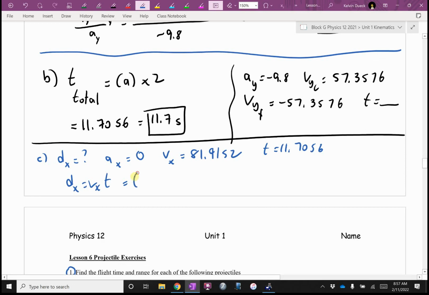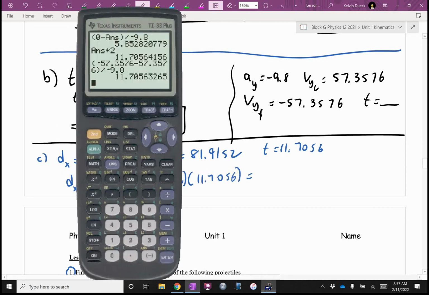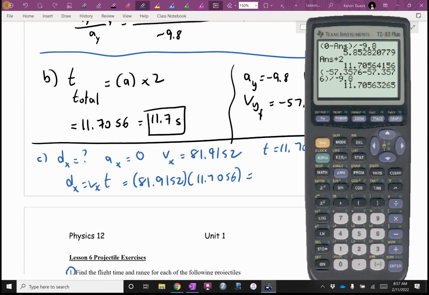It's going to be 81.9152 times 11.7056. And I get a range of 959 meters. Pretty far. Well, 100 meters per second is pretty fast.